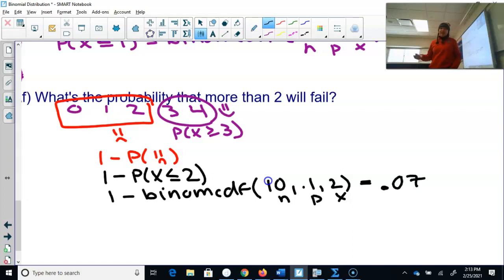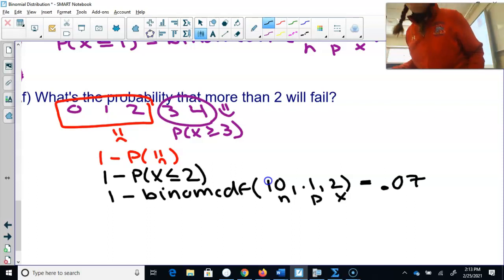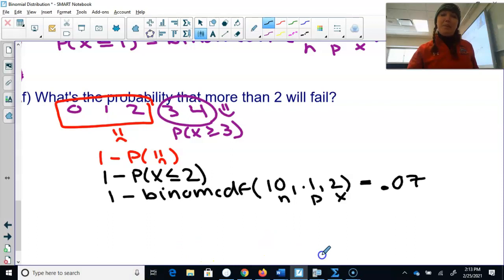Okay. All right, ladies and gentlemen, we should have learned about what a binomial distribution is, what the 4 conditions for it are, and how to use our calculator to compute probabilities that are a binomial distribution. Have a great day, guys. Make sure you ask me any questions that you have, and we will chat soon.